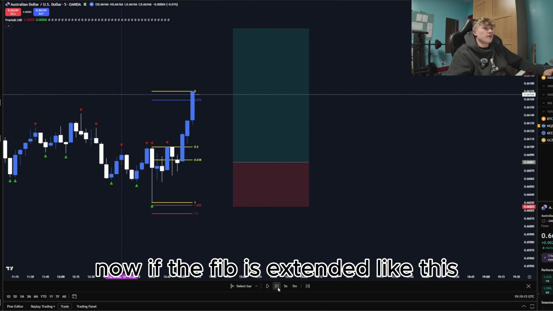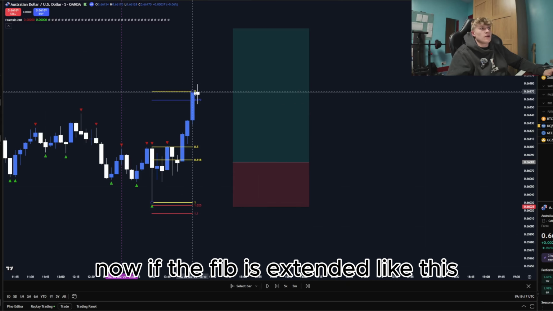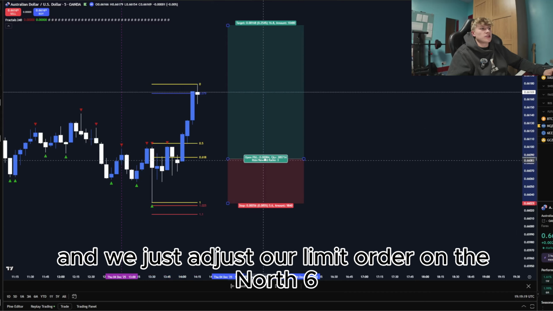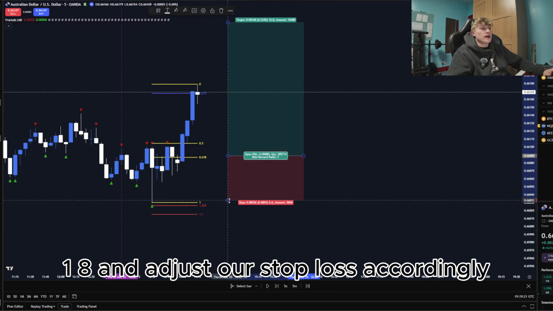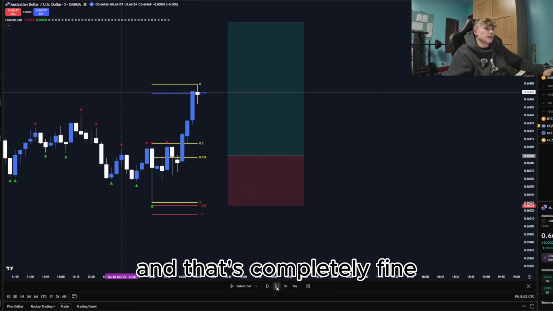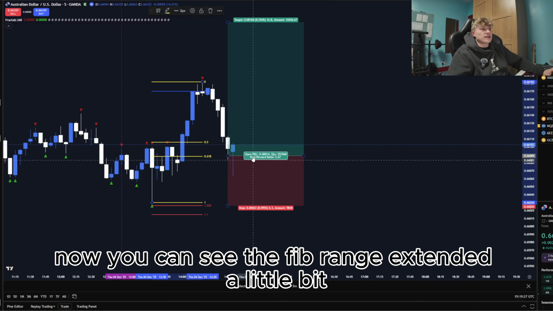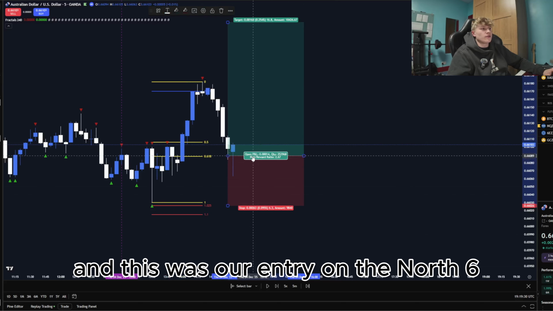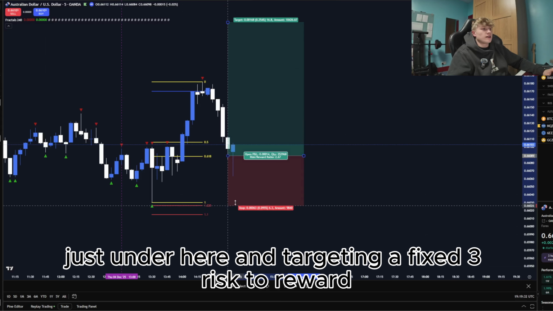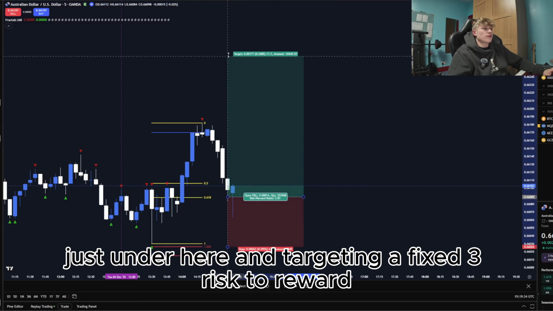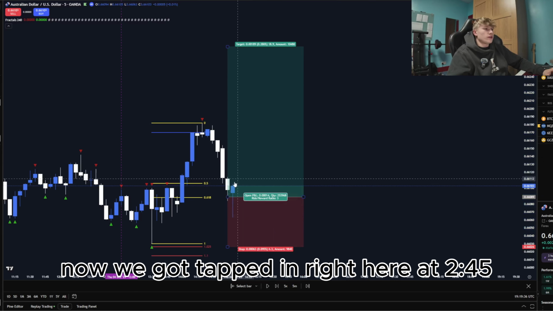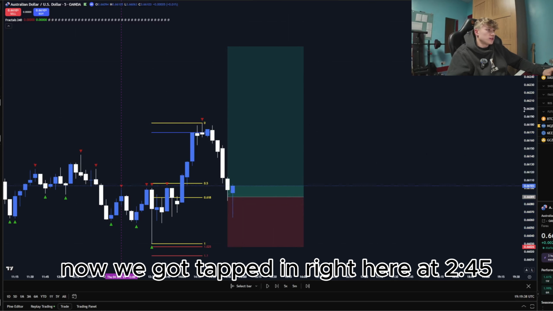Now, if the fib is extended like this, we just continue to move it up and we just adjust our limit order on the 0.618 and adjust our stop loss accordingly, and that's completely fine. So now we're going to wait until we get tapped in. Now you can see the fib range extended a little bit, and this was our entry on the 0.618. Stop loss just under here and targeting a fixed 3 risk to reward. Now we got tapped in right here at 2:45.